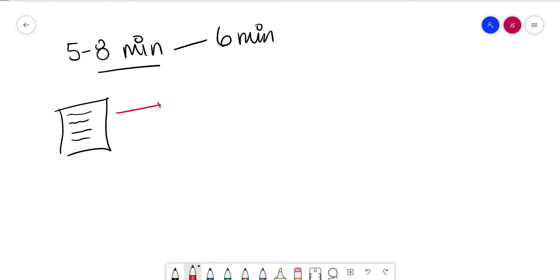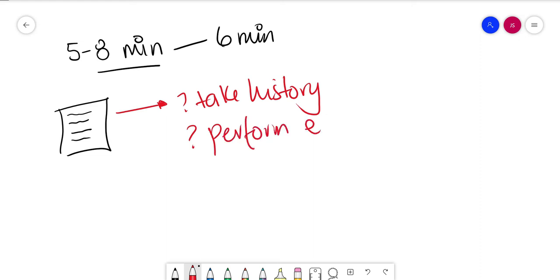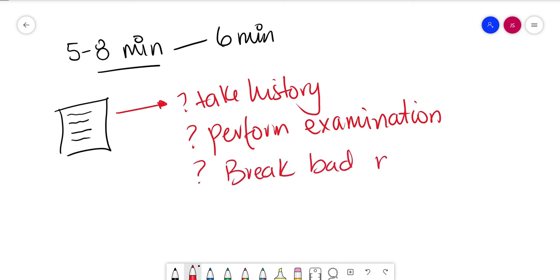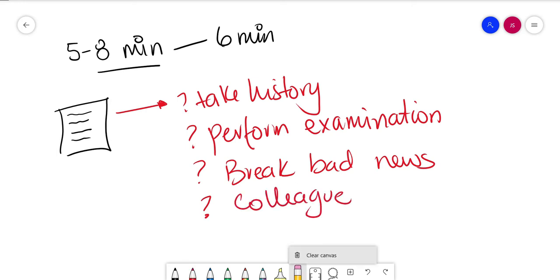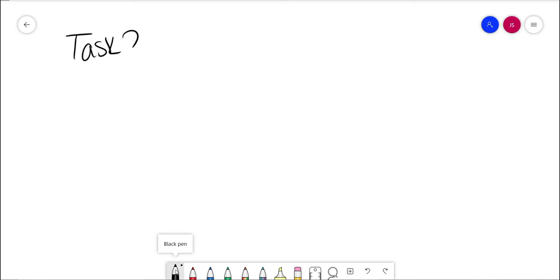First, you're going to read your task. You need to make sure you understand what you've been asked for. You need to take history, you need to perform physical examination, or you need to do something else. Discuss with the patient, break bad news, or speak to a colleague and give them feedback. Make sure you know this. Now, once you know the task, let's talk about a clinical scenario.